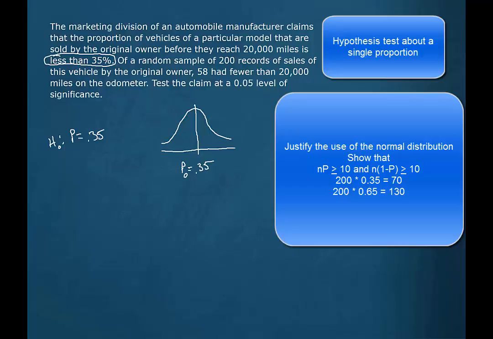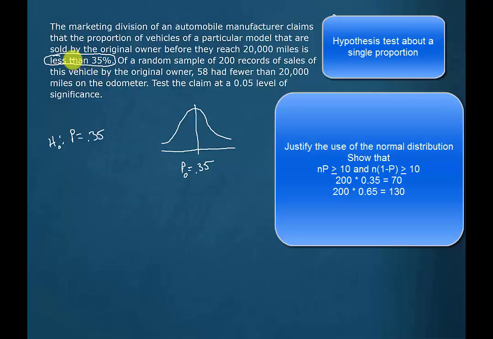But we have to hold off a second for doing that by justifying the use of the normal distribution. We have to show that np and n times 1 minus p are both at least 10. Since n is 200 and p is 0.35, then np will be 70. 1 minus p would be 0.65, so n times 1 minus p would be 200 times 0.65, which would be 130. So we have shown that both are at least 10. So we are justified in using the normal distribution to approximate these probabilities.